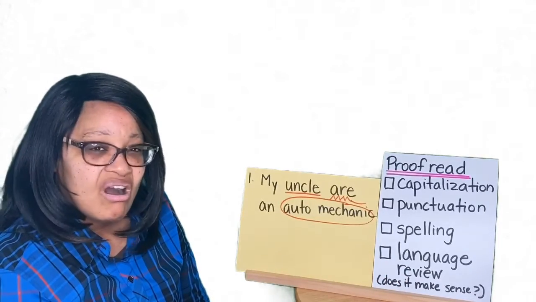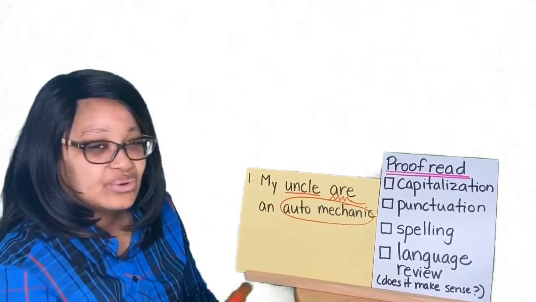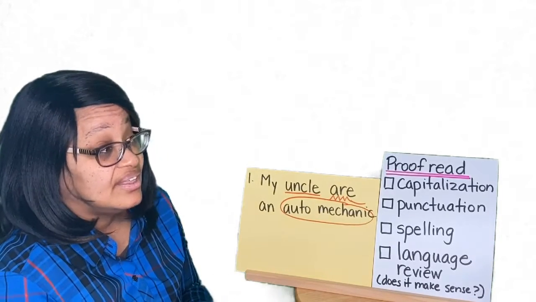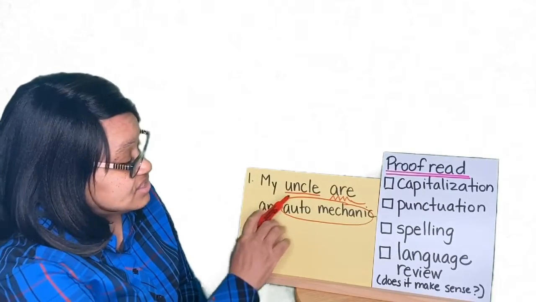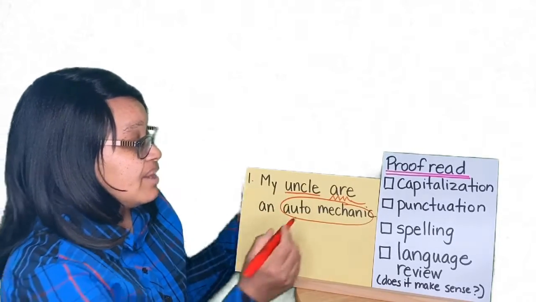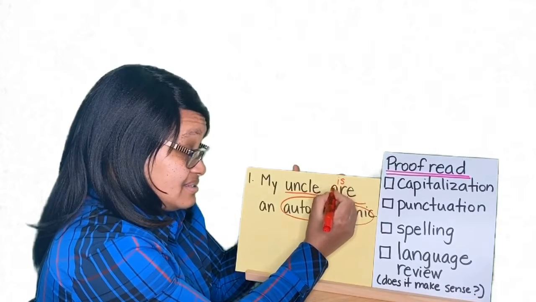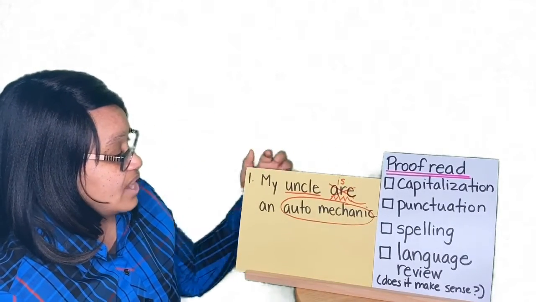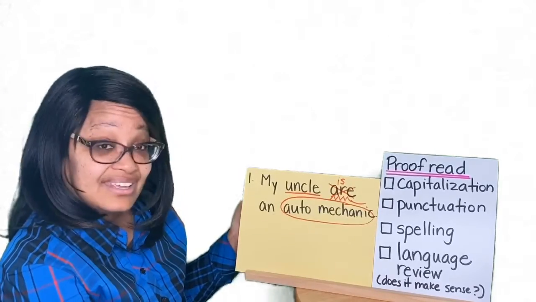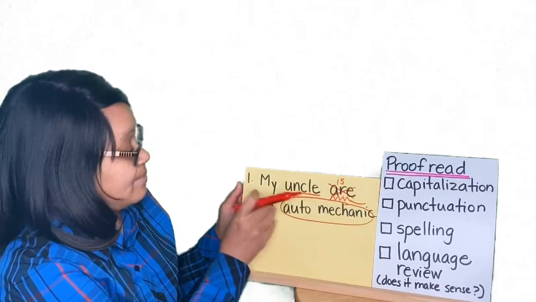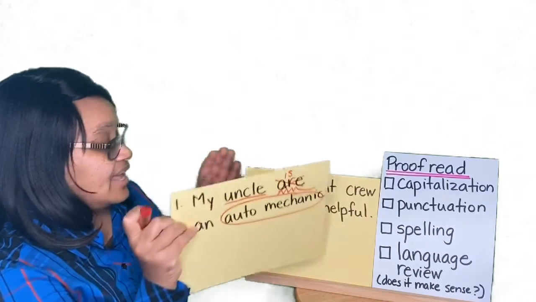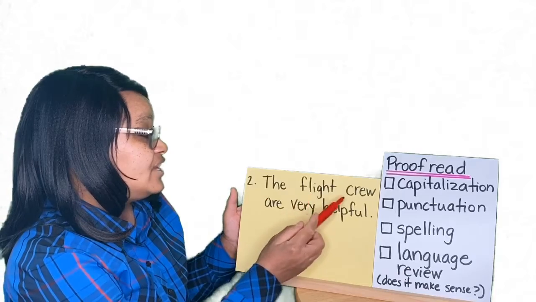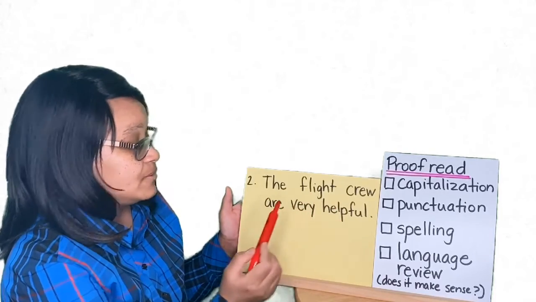In this case, we have a linking verb that is connecting to my uncle are an auto mechanic. So that's telling us the what. What is your uncle? But that doesn't make sense for our language review. My uncle are. Are is used for more than one person. We are. They are. This is just one person. So it should be my uncle is. Now that's better. My uncle is what? An auto mechanic. So now that makes sense.